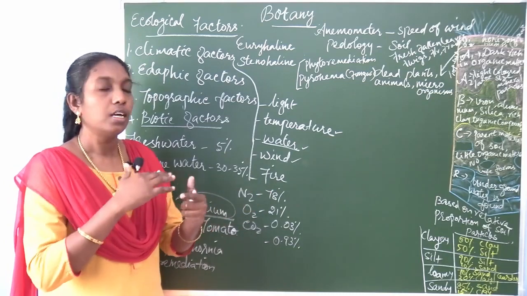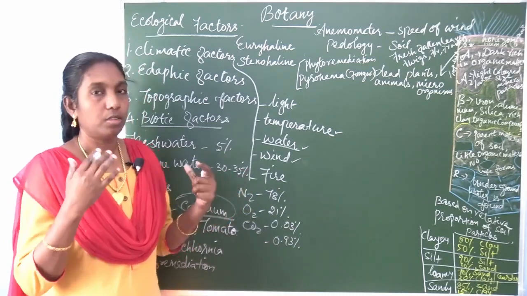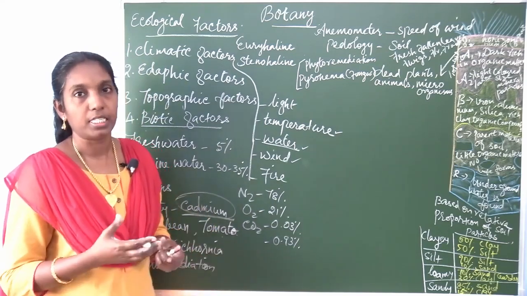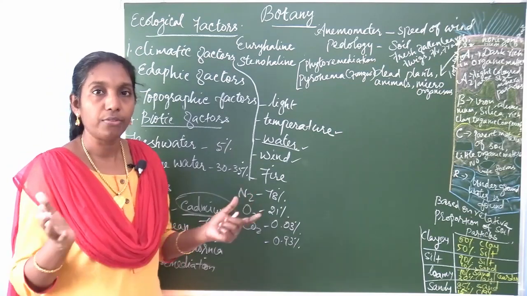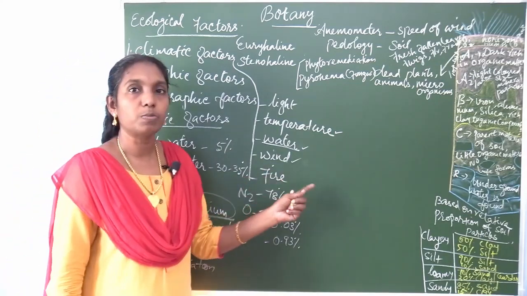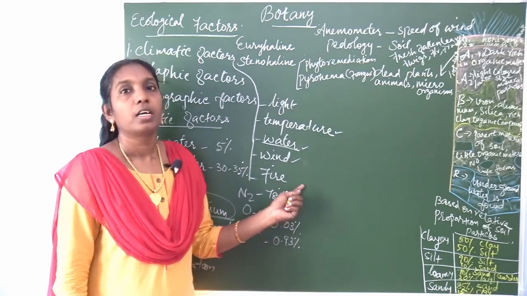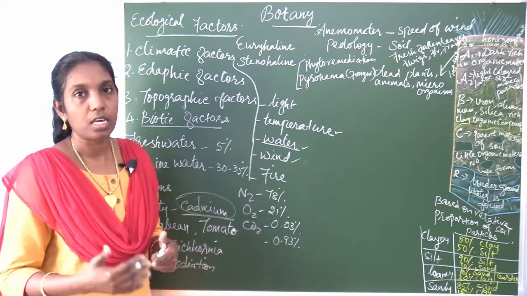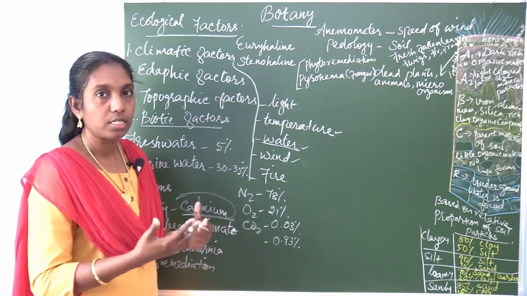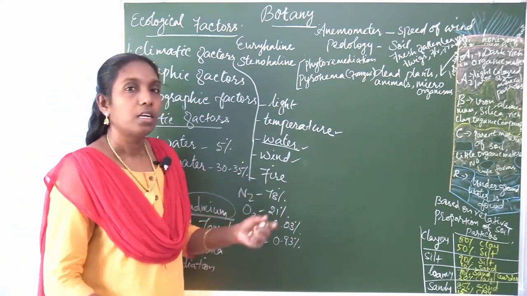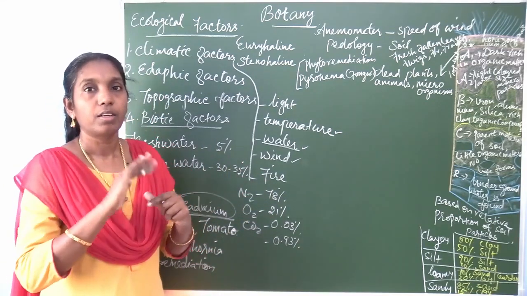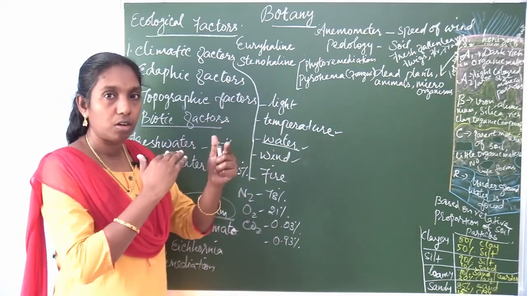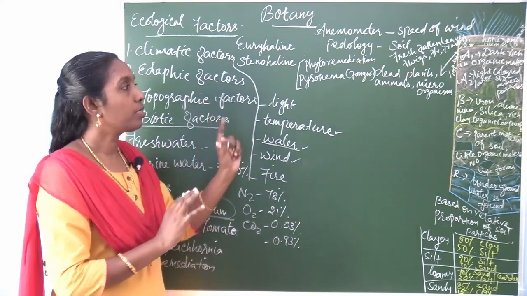If the wind is heavy or in the form of a storm, it uproots the plants. It is also helpful for dispersal of fruits and seeds. Fruits and seeds are dispersed by means of wind. Wind causes waves in lakes as well as in the sea or ocean. And flag forms in a tree if the wind blows in one direction.